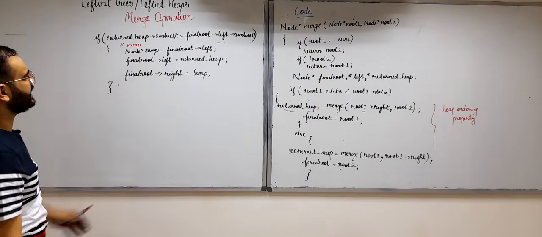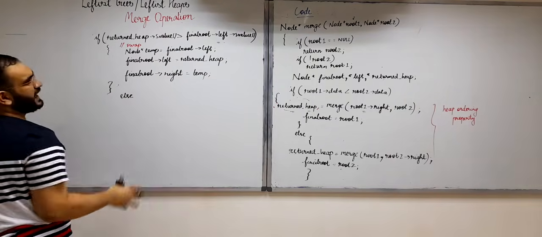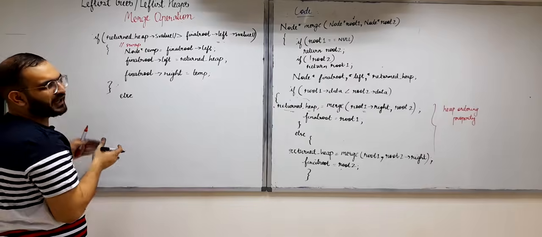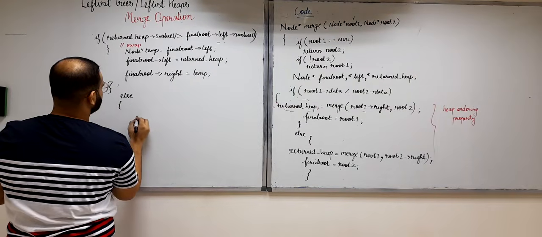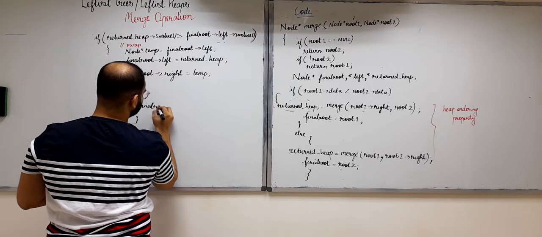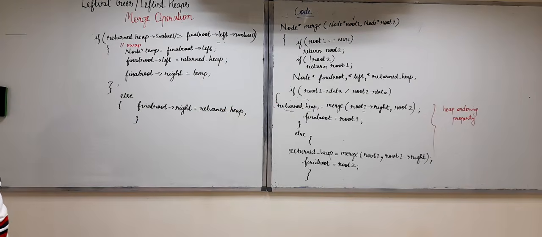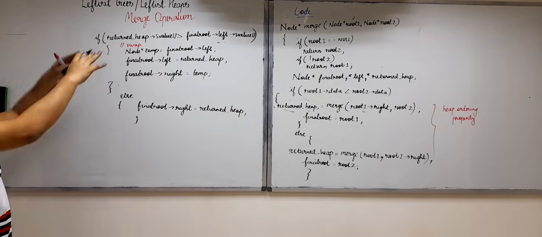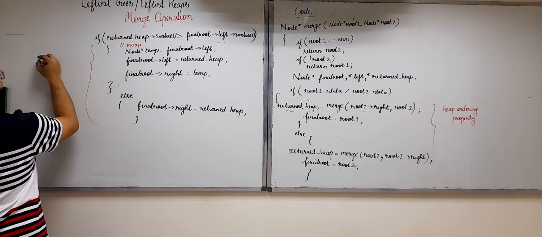If this is not the case, then we don't need to do any swapping. We just attach the returned heap as the right child of the remaining heap, right? Fine. Now, what else is left? Now we have finally merged the heap over here, right? So here the heap is merged.